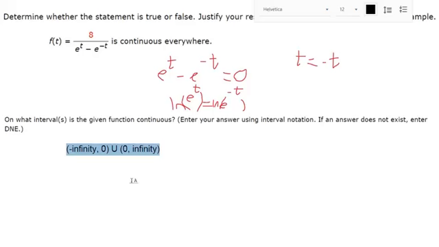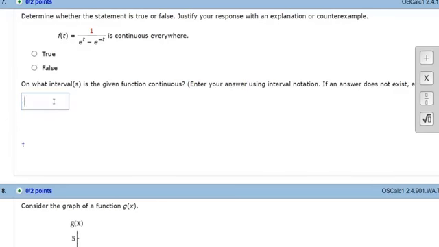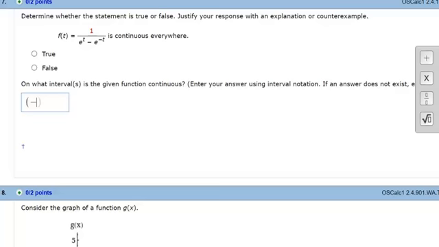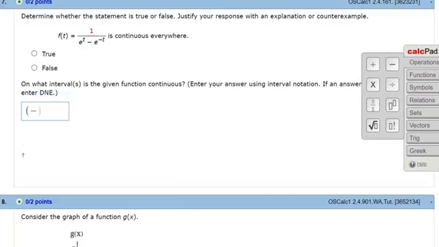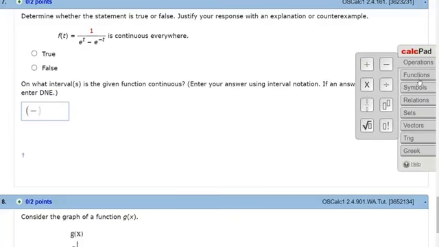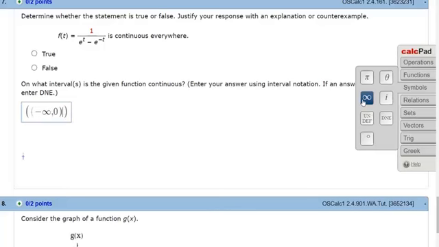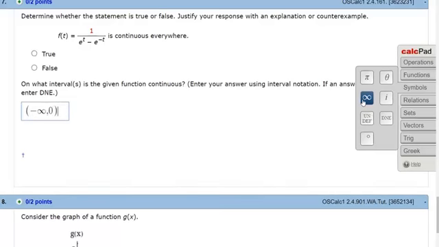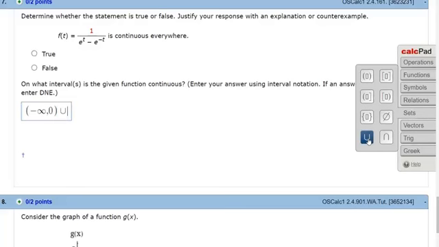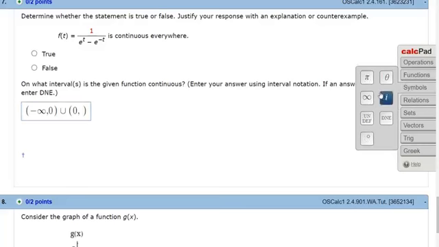So I'll show you how to type that in WebAssign. So in WebAssign we said it's negative infinity, so I'm hitting the negative sign on my keyboard, and then let's see, it's in symbols. There's negative infinity, comma, 0. And then there's our parenthesis. So I'm hitting the right arrow key because I've already got my parenthesis. And then the union is under sets. So union 0 to infinity, to positive infinity.